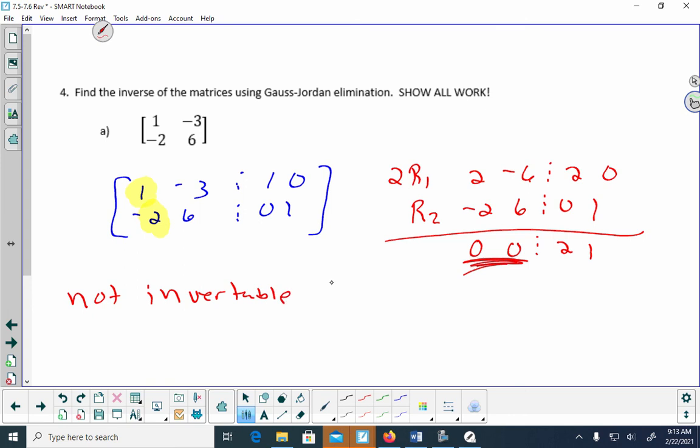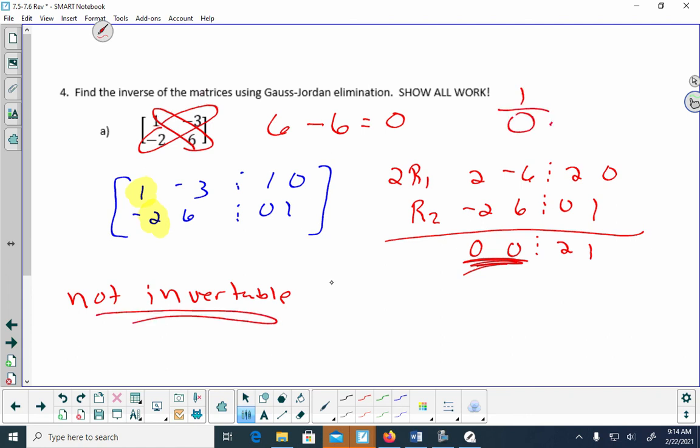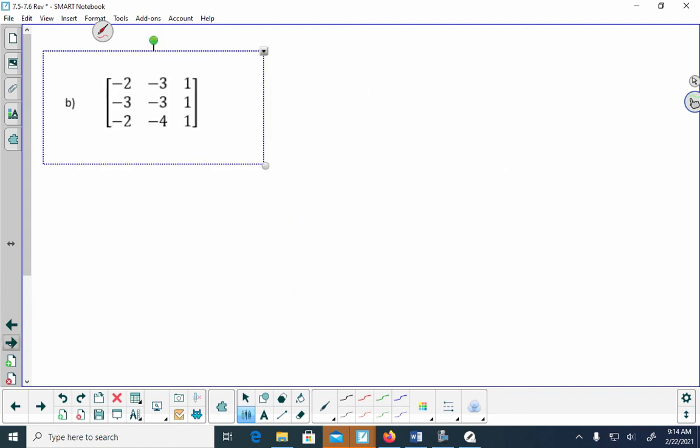And to do a double check, if I went up here and I did 6 times 1, that would be 6 minus negative 2 times negative 3, that would be 6, and that would be 0. And when I tried to use that formula, I'd be multiplying by 1 over 0, which is undefined. So if you get one that's not invertible, 2 by 2, that's a quick check to make sure that you did your math right. So that one is not invertible.